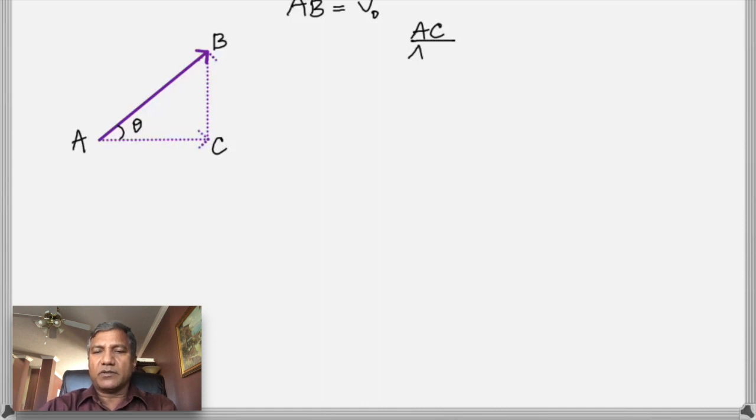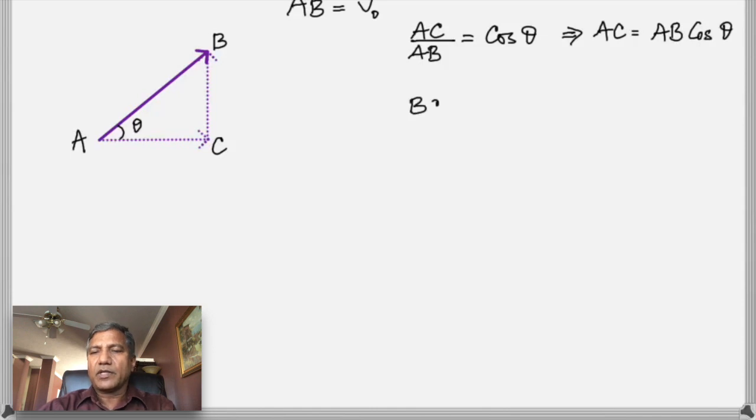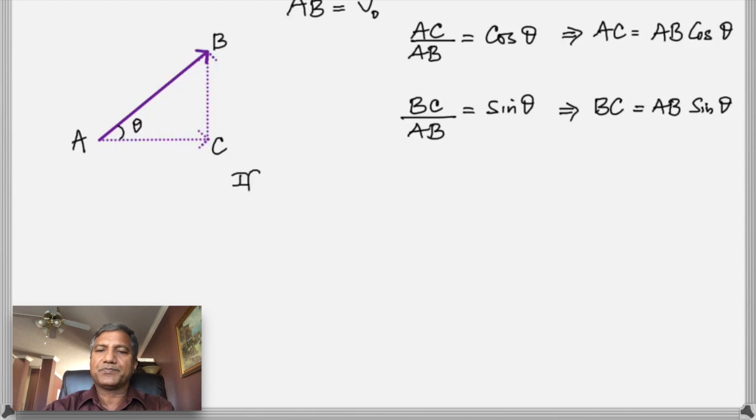And from the definitions of trig, we see that AC by AB, AC is the adjacent side, AB is the hypotenuse, so AC by AB is cosine theta, which means AC is AB cosine theta. And likewise, BC by AB will be sine theta because it's the opposite side, and sine theta is defined as opposite side by hypotenuse. So once again, rearranging that, we get BC is equal to AB sine theta.